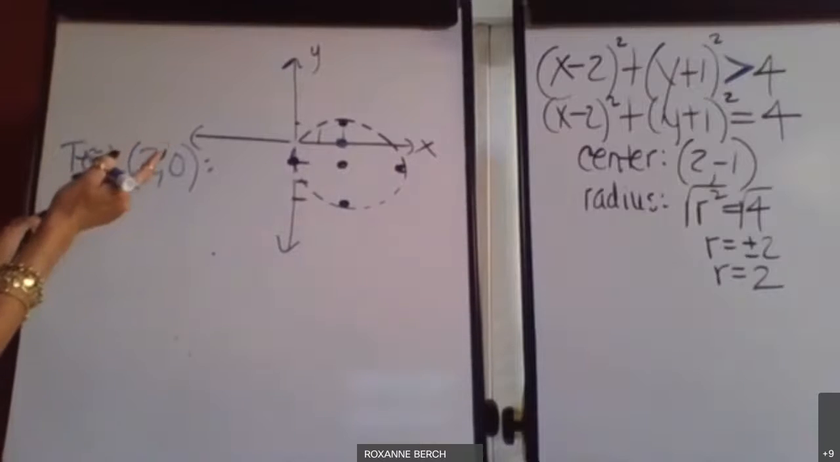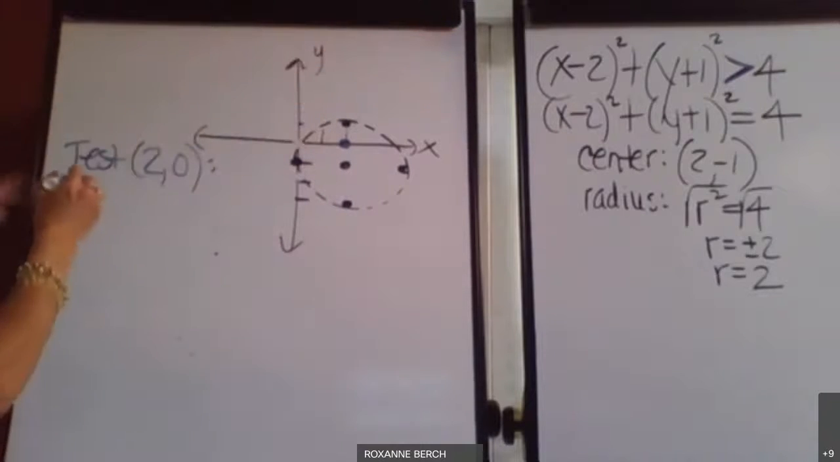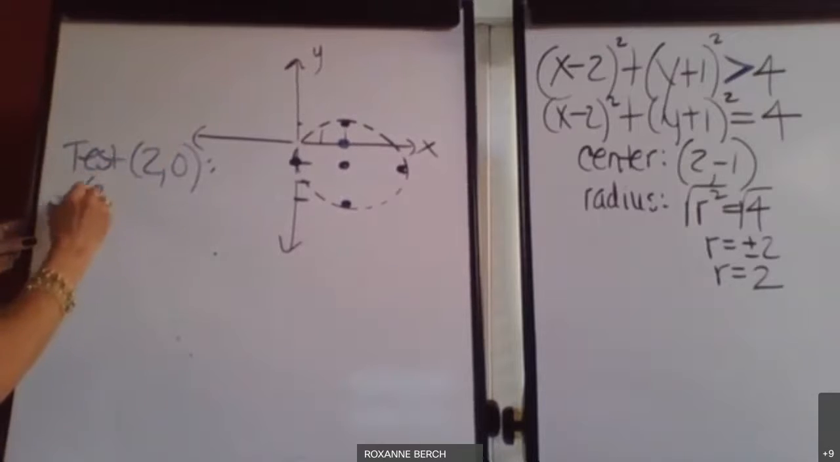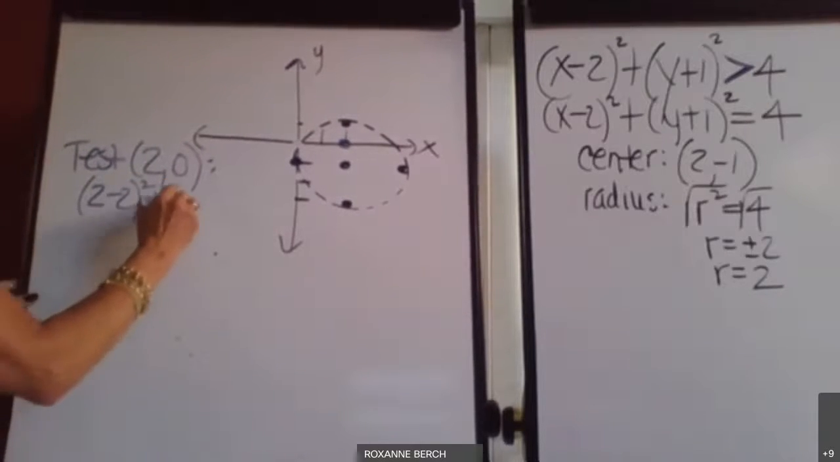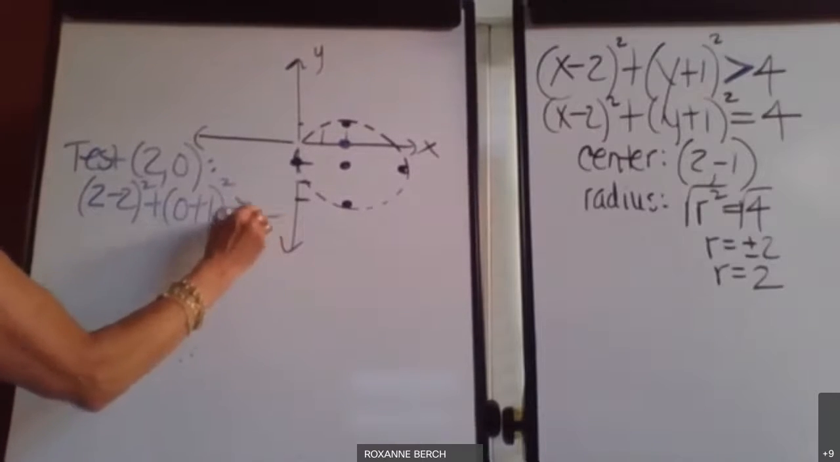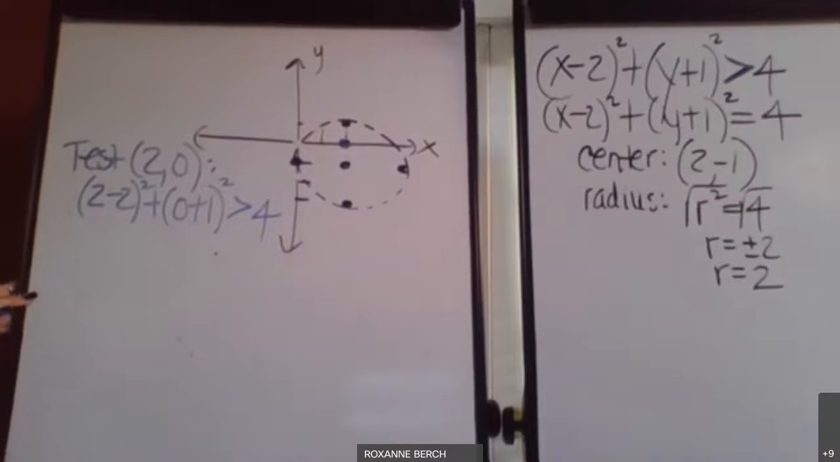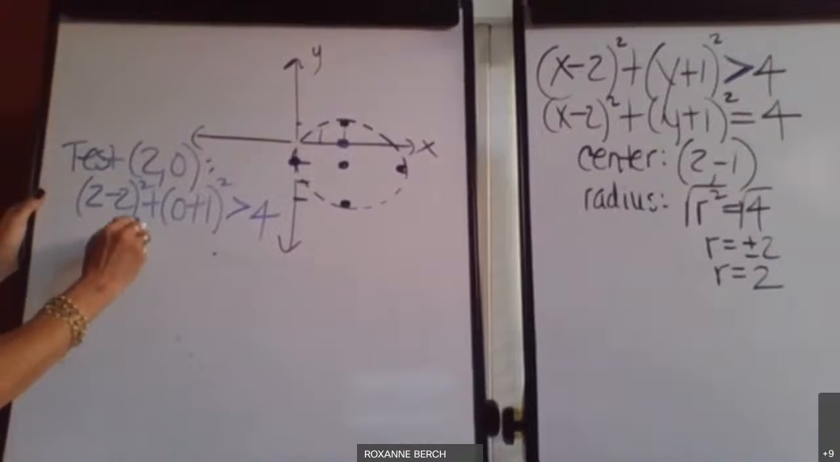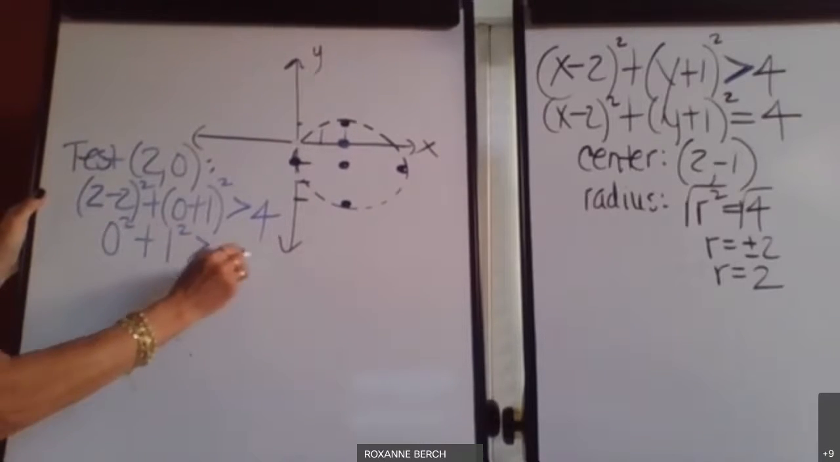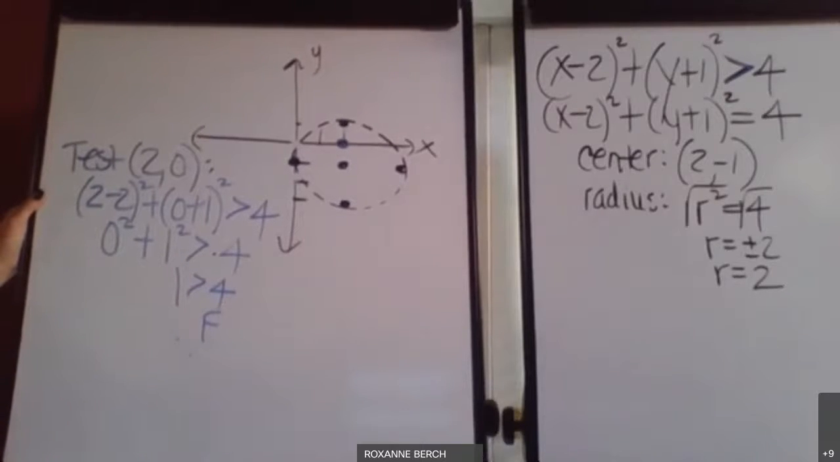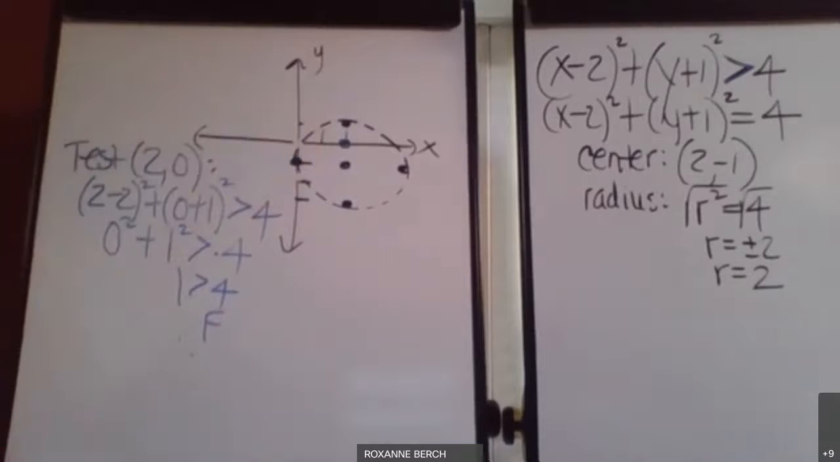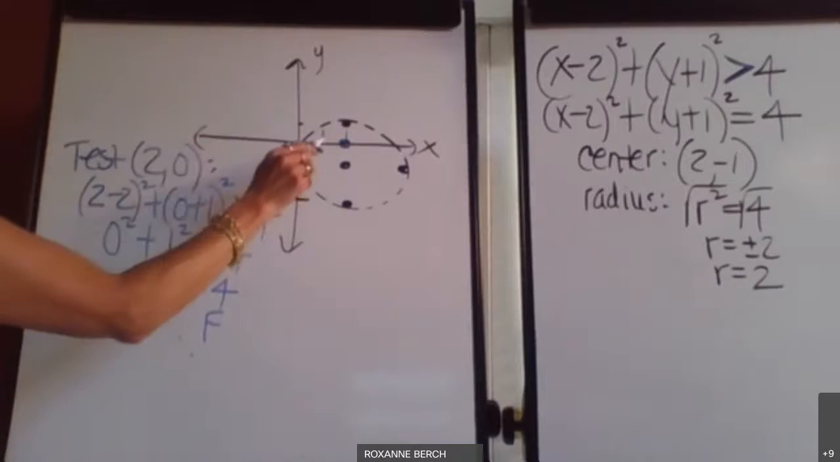So when I pick right 2, 0, I'm putting it into the top. So I get x is 2, minus 2 quantity squared, plus y is 0, plus 1. Is that greater than 4? Is 0 squared plus 1 squared greater than 4? Is 1 greater than 4? False. That means don't shade it. So notice how I put them in there so I can remember if I'm testing in or out. So do not shade that.